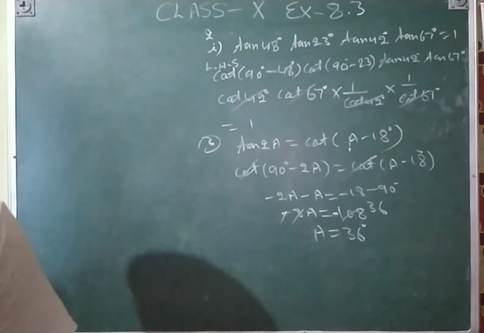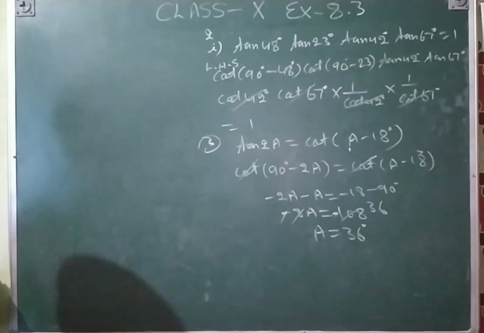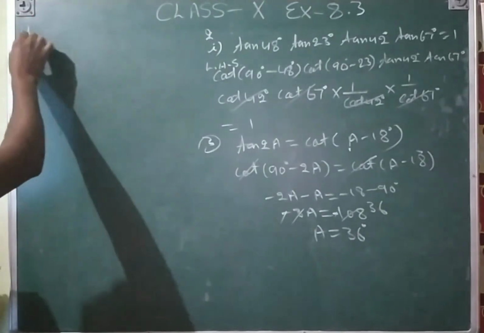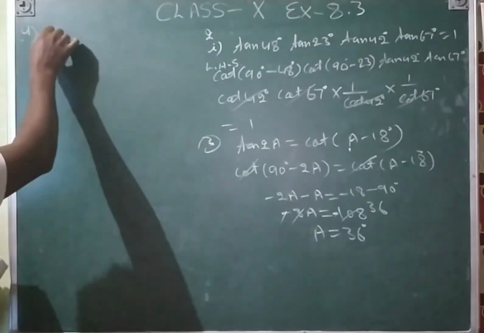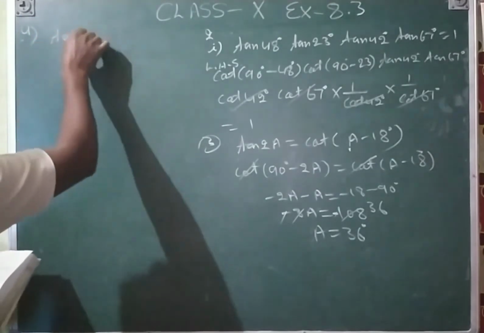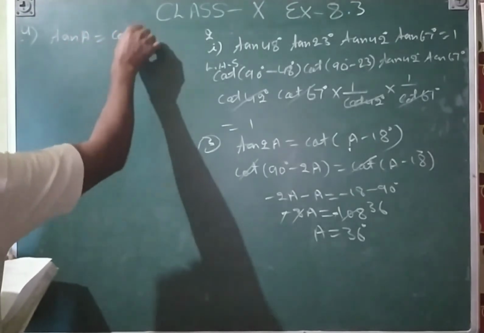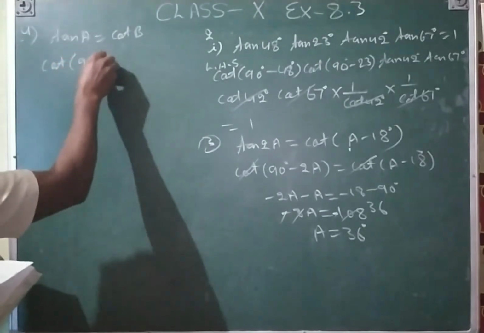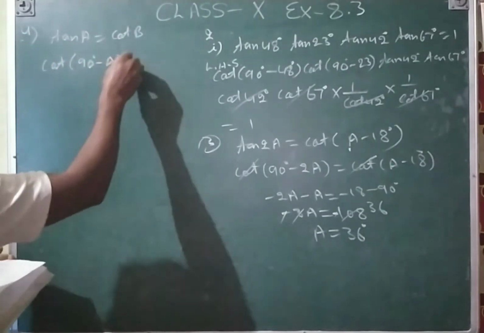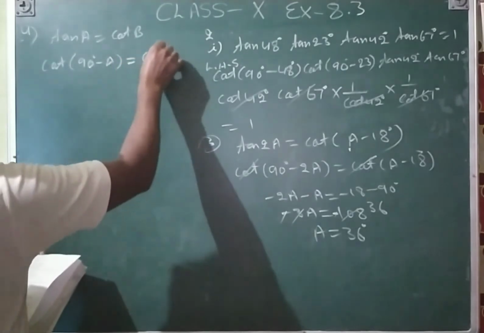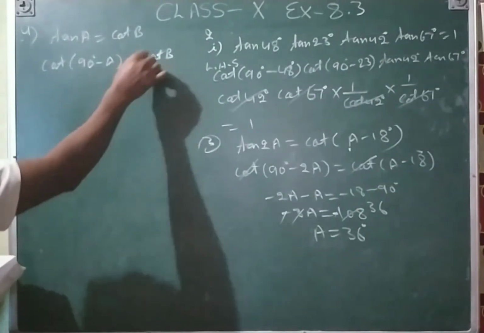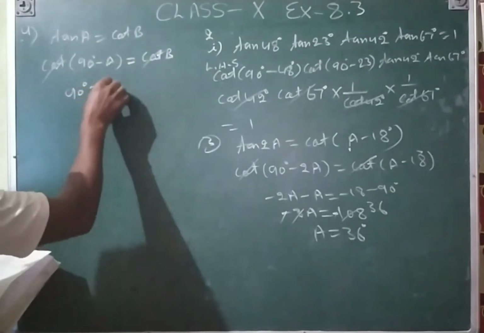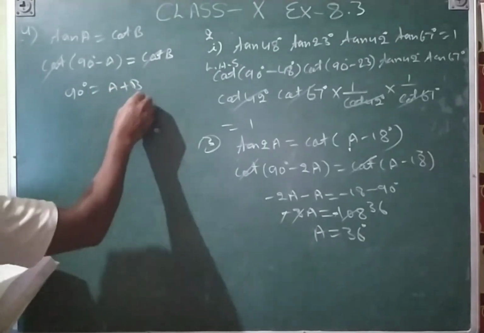And then the fourth part. Tan A is equal to cot B. Prove that A plus B is equal to 90 degree. So tan A is equal to cot B. Tan A we know is cot (90 minus A), and that is equal to cot B. So cot cancels with cot, and we get 90 is equal to A plus B. So proved.